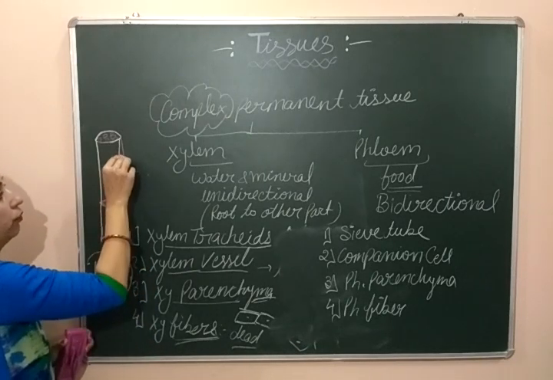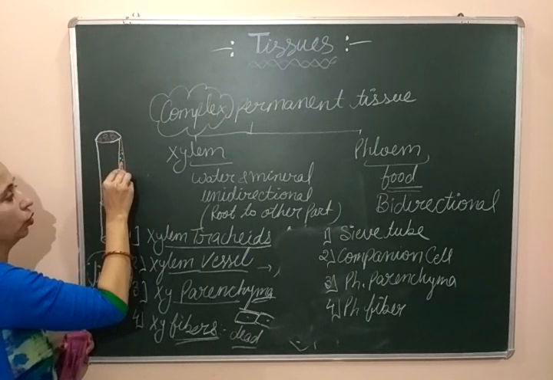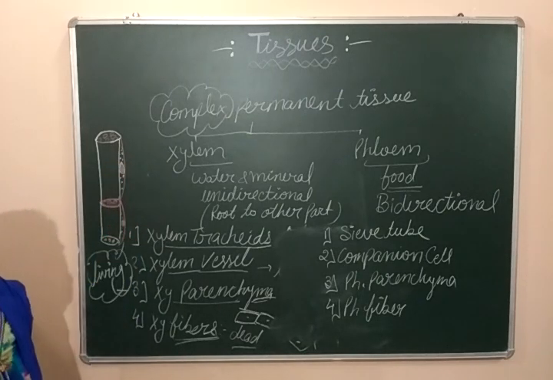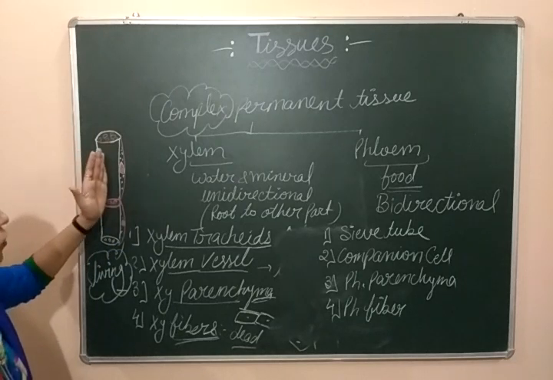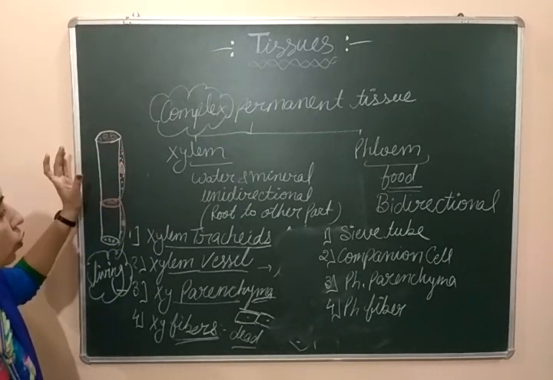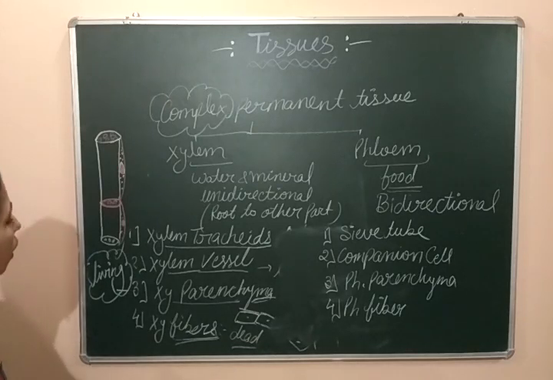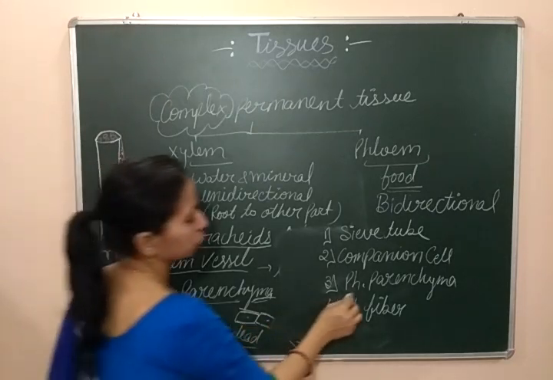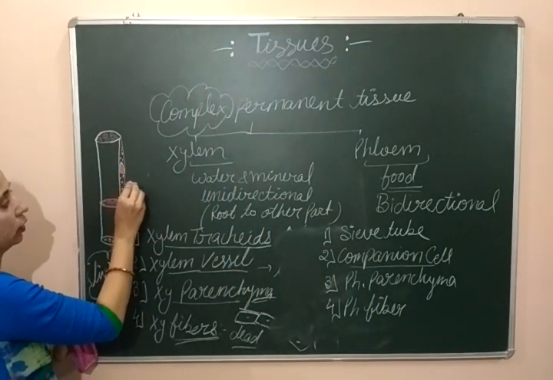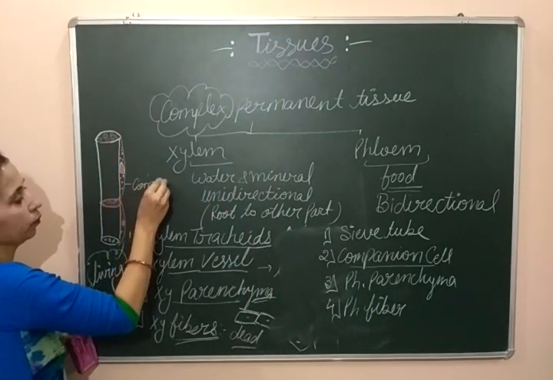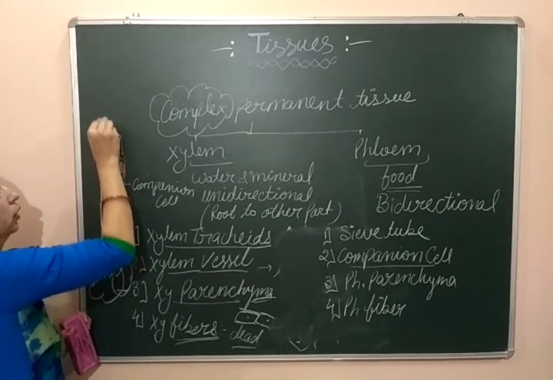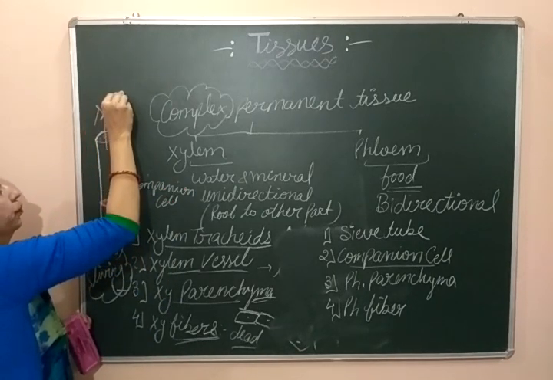This companion cell has cytoplasm and a long elongated nucleus, and this nucleus can control the functioning of the sieve tube as well as the companion cell itself. This nucleus will do the work of controlling them. After this we will talk about the next tissues. The companion cell is done. This part is the companion cell, and these are the sieve tube.